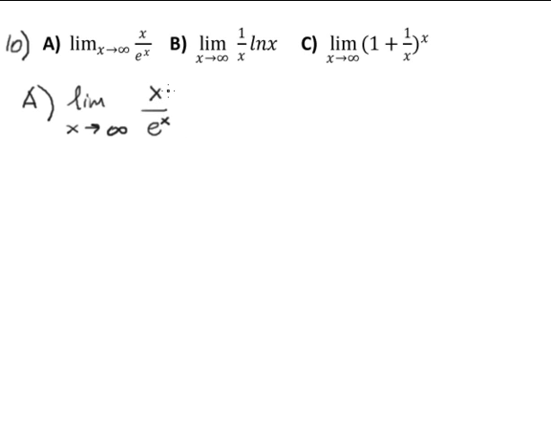Okay, so if we examine both the numerator and denominator, we see that as x goes to infinity, the numerator goes to infinity, and the denominator as well. E to the x keeps growing as x gets larger. All right, so we have what we call an indeterminate form, the indeterminate form infinity over infinity. And for such a limit, we can use L'Hopital's rule.